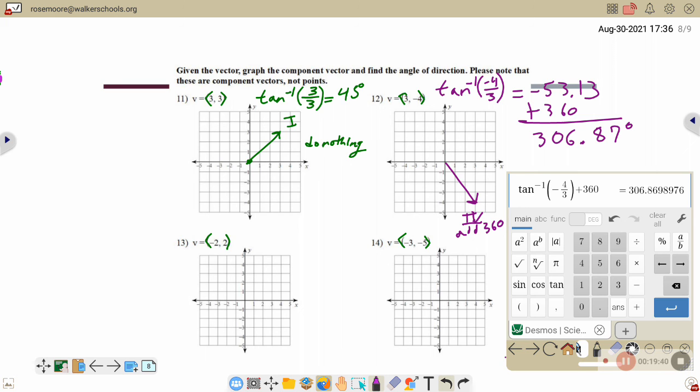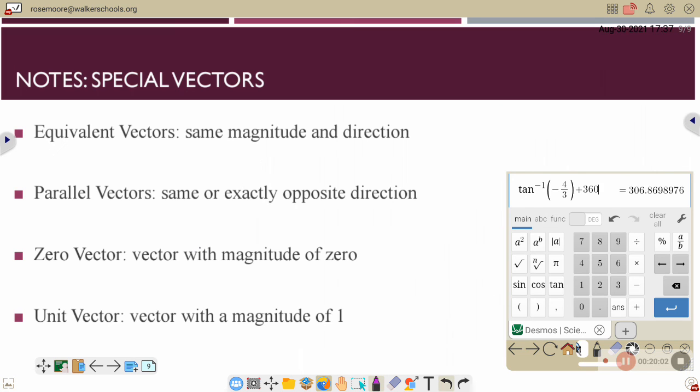Again, remember it's the angle between the x-axis right there and your vector. So that's almost a full Pac-Man. Do you see the full Pac-Man? We're almost to a full circle, so the fact that it's 306 degrees makes sense. Try your 13 and 14 and submit it on your Google Classroom. I will tell you if you got it right or wrong. And don't forget, we've got some special notes at the very end.